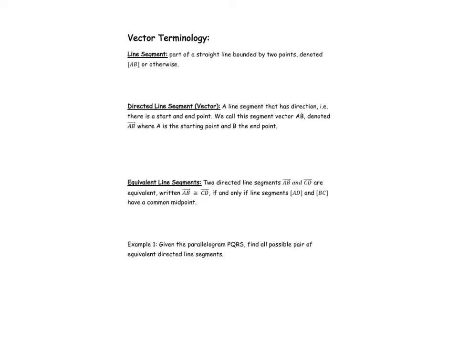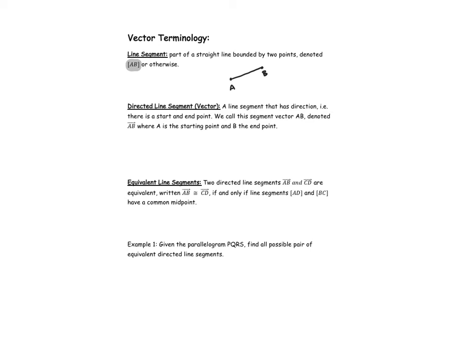Okay, some basic vector terminology, the first of which is the line segment. You can see the notation used here with the square brackets. That represents part of a straight line bounded by 2 points and denoted, of course, bracket AB. So that just represents some line segment, no particular direction involved, but just the physical element of a line segment.